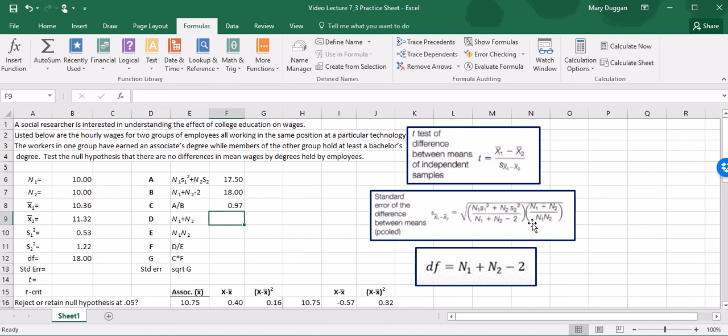Now let's work on the right-hand side of the equation. In this parentheses, we have a numerator. That's n1 plus n2. I know you could have just put 20 in there, but I want you to plug in the formulas. And then the denominator is n1 times n2. So what is n1 times n2? Return.